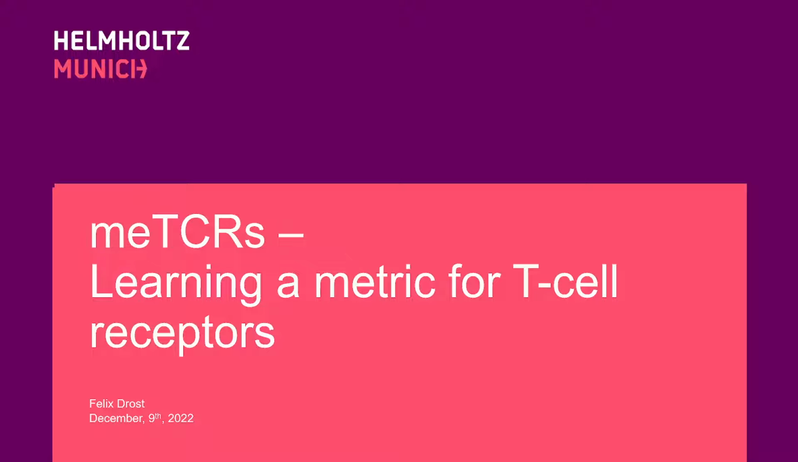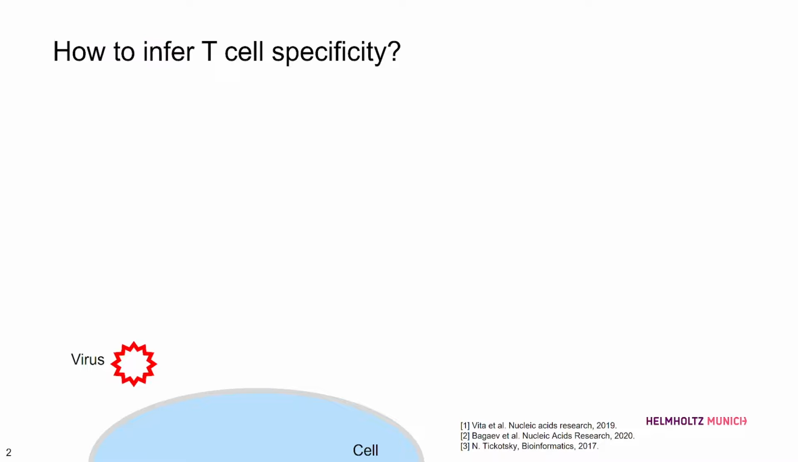Hello, this is Felix Trost from the Helmholtz Center Munich in Germany, and I will present to you meTCRs, which is a deep metric learning approach for comparing T-cell receptors based on the sequences. Let's start with a motivation.